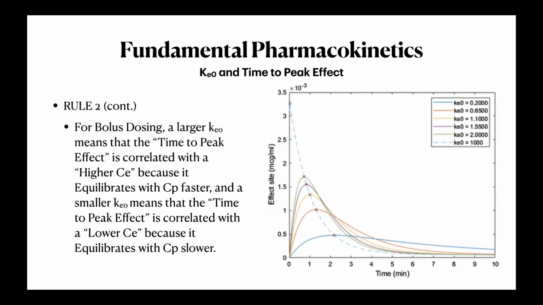So this is why for a bolus dosing, a larger KEO or a larger elimination rate constant means that the time to peak effect is correlated with a higher effect site concentration because it equilibrates with plasma concentration faster. And a smaller KEO means that the time to peak effect is correlated with a lower effect site concentration because it equilibrates with the plasma concentration slower. So this is for a bolus dose. For a bolus dose, if you look at this diagram here, it starts decaying in an exponential decay function.